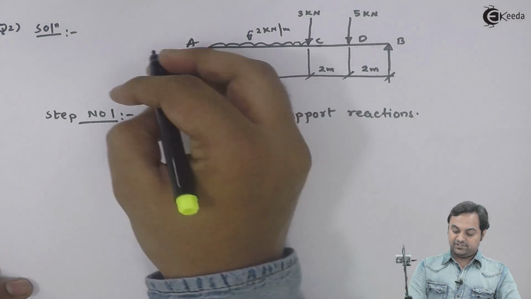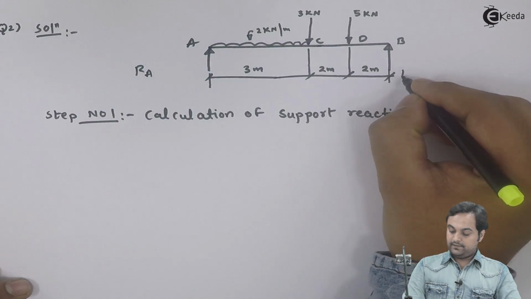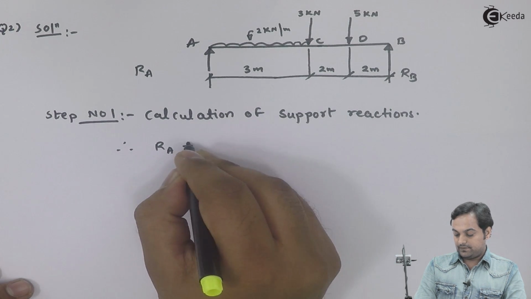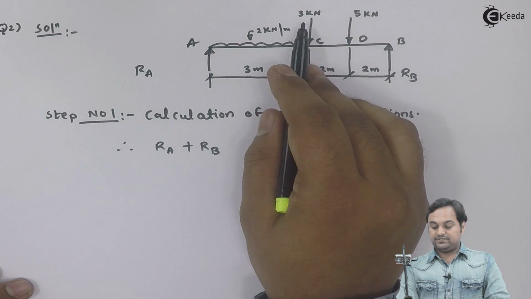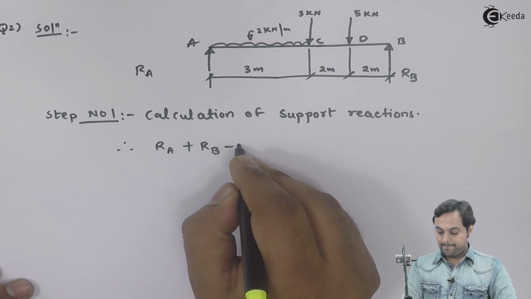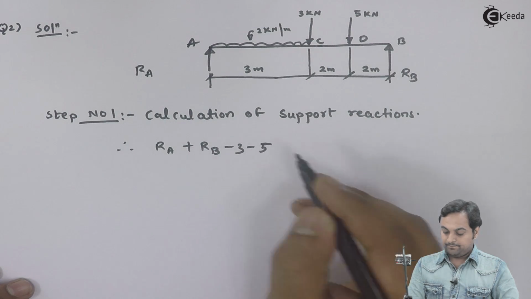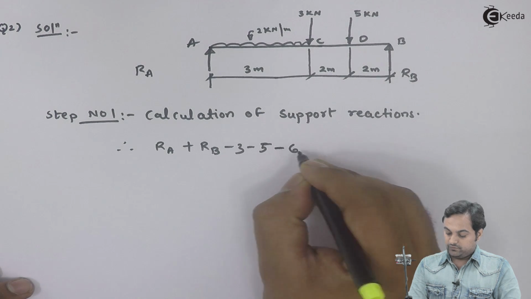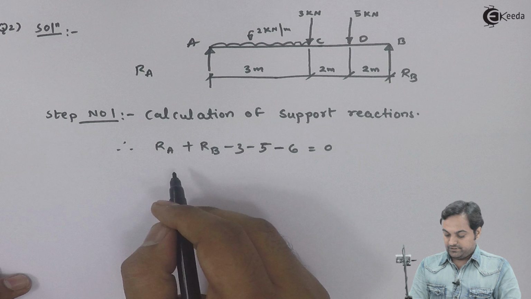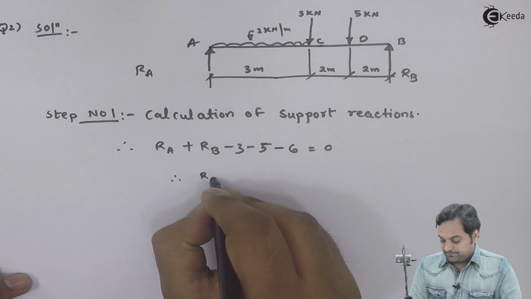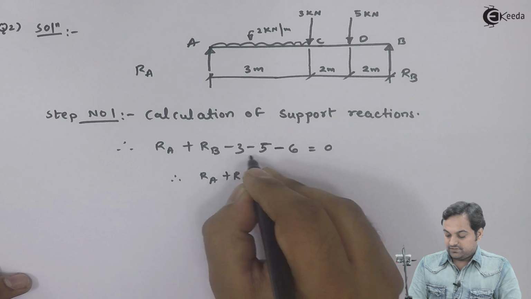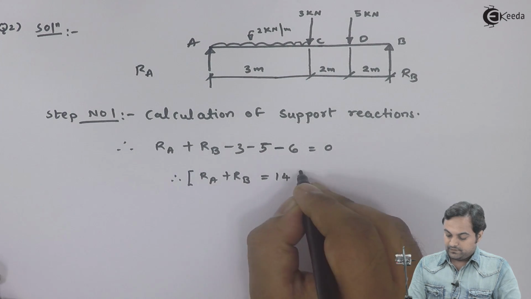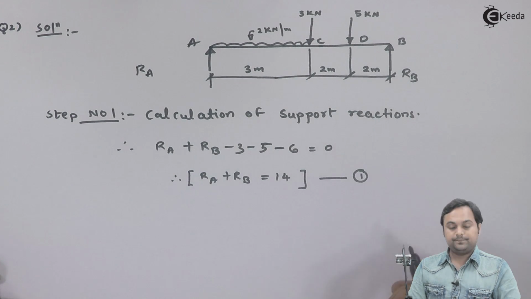So here I have reaction at A, I will call it RA. Reaction at B, RB, both are upwards, so therefore I have RA plus RB minus 3 minus 5, minus 2 into 3, that will give me 6, and it would be acting downward. Minus 6 is equal to 0. So therefore RA plus RB would be minus 14. If I shift it onto the other side, that becomes plus 14. I will keep this as my equation number 1.